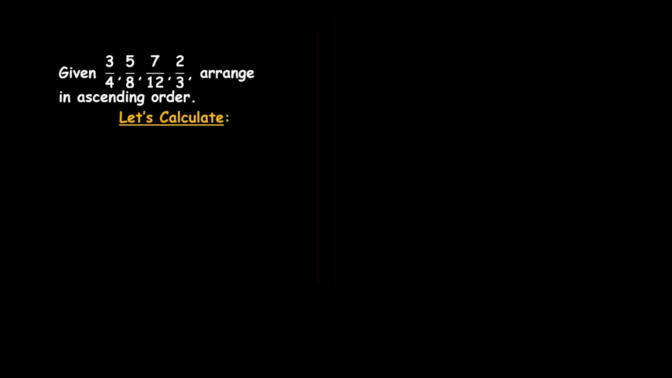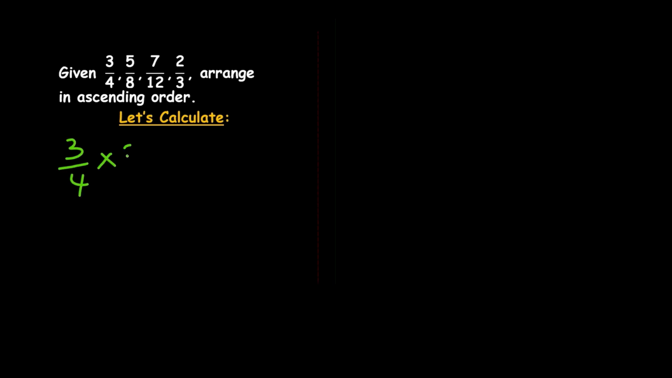We're given the fractions 3/4, 5/8, 7/12, and 2/3. Let's arrange them in ascending order. First, find a common multiple. Let's use 24. Now, multiply each fraction by 24 to compare them.